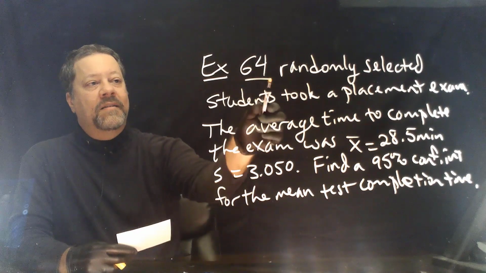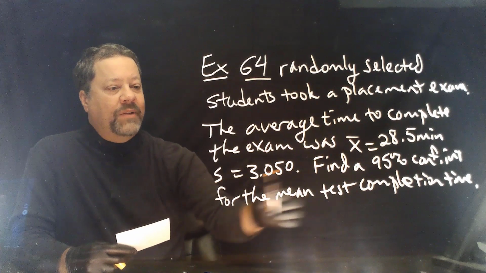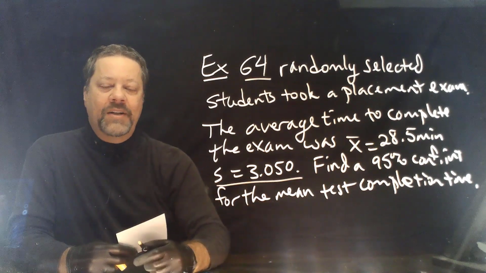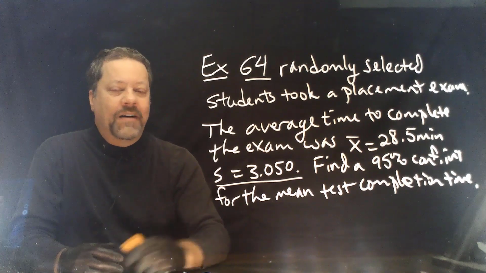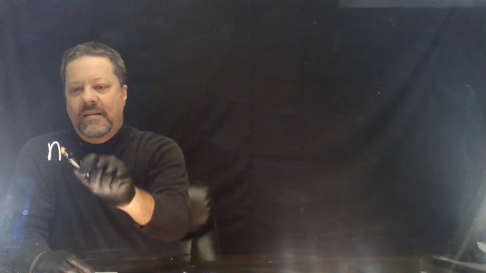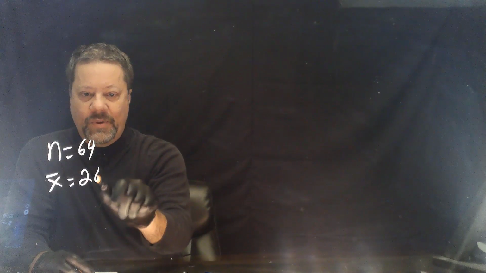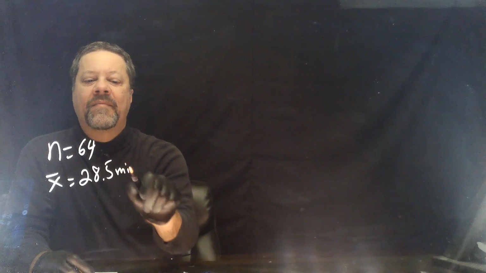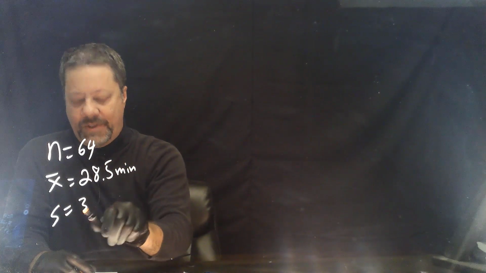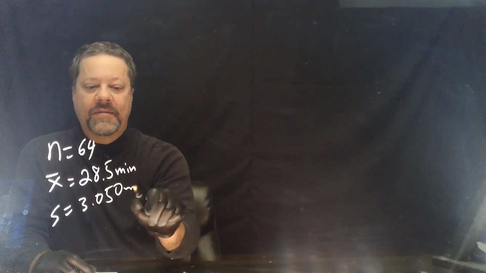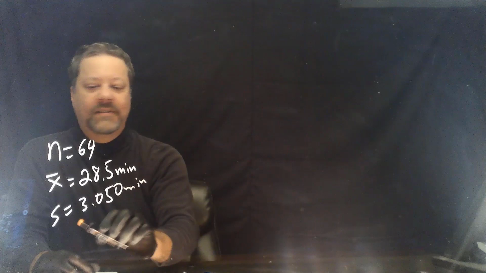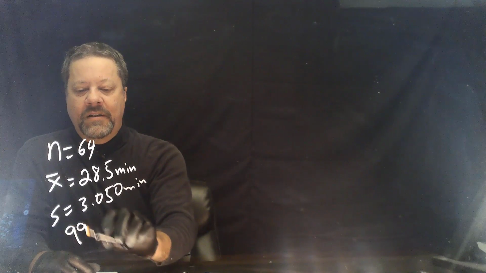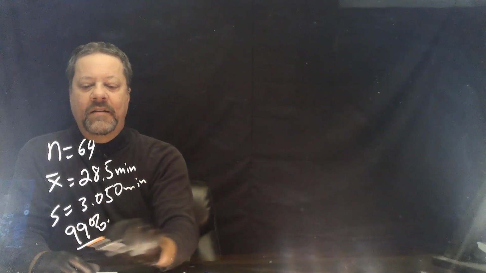In this case, the sample's big, but we only know the sample standard deviation, so we will use a t-statistic for calculating the confidence interval. The sample size was 64. The mean was 28.5 minutes, and the standard deviation was 3.050 minutes. I'm going to change this to a 99% confidence interval.